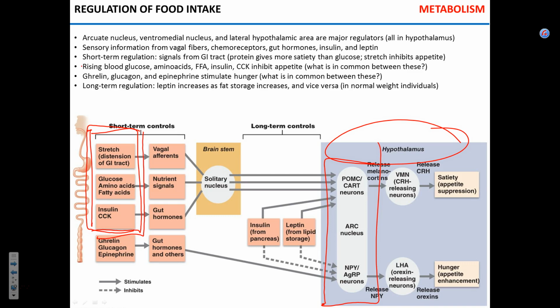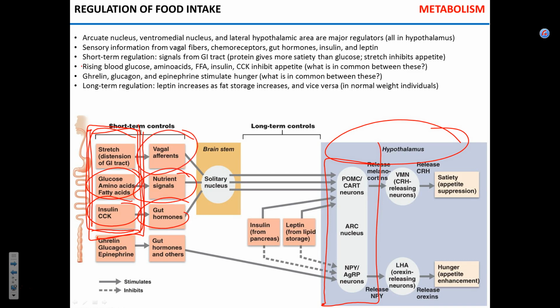Stretch or distension of alimentary canals. Stretch or distension of stomach or intestine. It gives you a signal that what is present there? Food. Glucose, amino acids, fatty acids. Where are they coming from? Food. What are the stimuli for insulin or cholecystokinin production? Food.